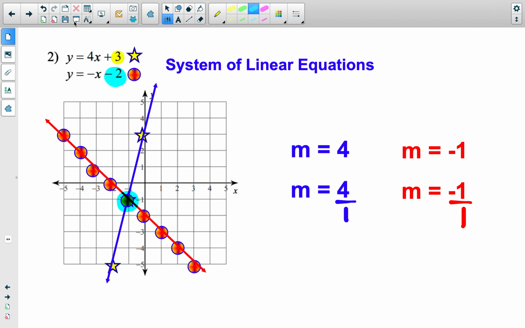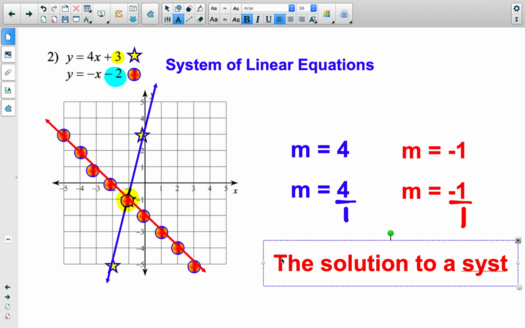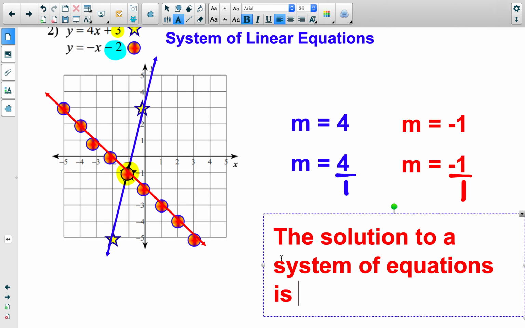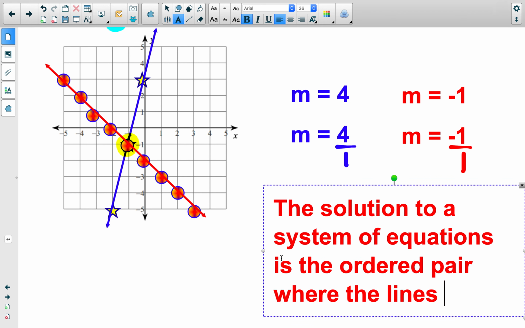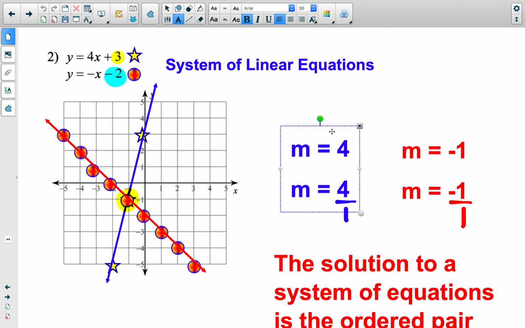Okay. I'm going to undo that because I really want it to be yellow. Okay. This ordered pair that I'm highlighting here, where we have the star and the dot overlap, that is the solution to a system of equations. So the solution to a system of equations is the ordered pair. Remember, ordered pair is a coordinate, x, y, where the lines intersect or cross. Intersect is just a more formal word for cross.